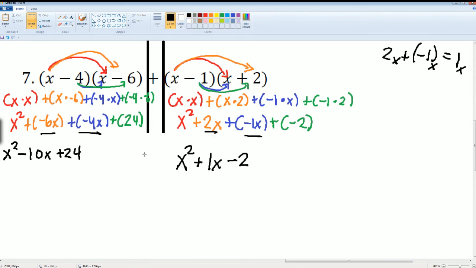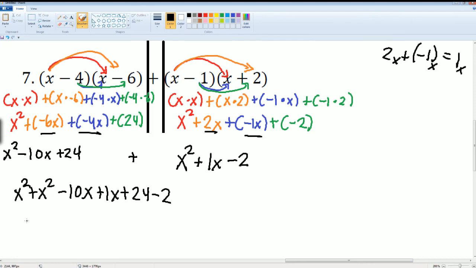So I'm going to add these two together. Alright? So you can rearrange it. X squared plus x squared. Then I have a minus 10x here, which is the first term here. Then I have a plus 1x on this side. I have a plus 24 on my left side, and I have a minus 2 on my right hand side.